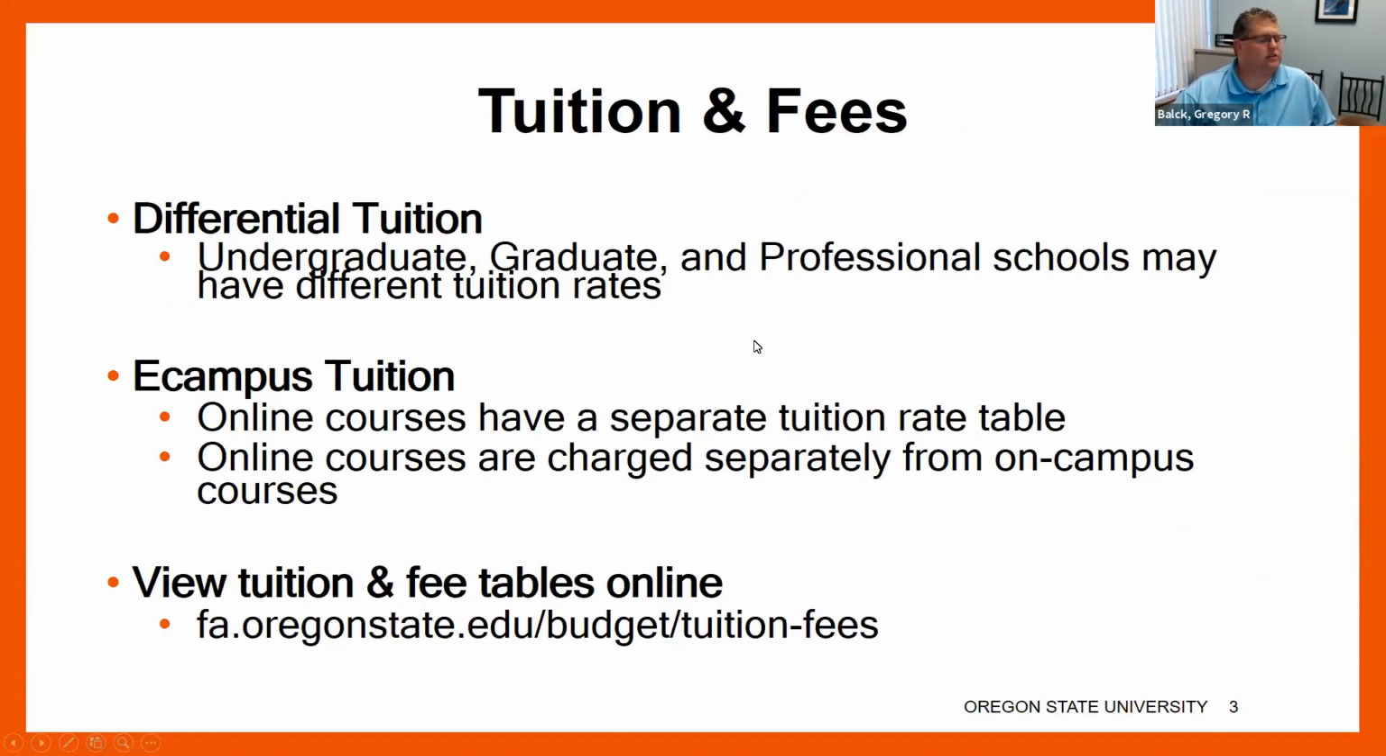Now, there is such a thing called differential tuition. What that covers is that undergraduate, graduate, and professional schools may have different tuition rates. It's what they call a differential charge. So say, for instance, if you're in the College of Engineering, the College of Business, the College of Forestry, or the College of Health and Human Services, you'll have a differential charge per credit above your standard tuition rate. In addition, if you're taking an eCampus class, their tuition is assessed separately from our standard tuition rate, and we'll have a separate line item that says eCampus undergraduate tuition.